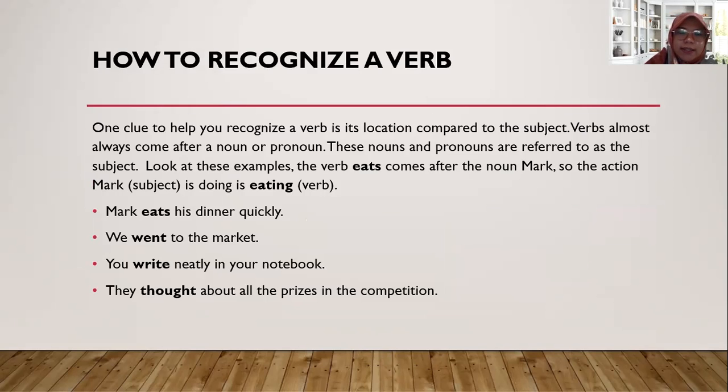So actually, the easy way to recognize a verb is by paying attention to its location compared to the subject. A verb almost always comes after a noun or a pronoun as the subject. So these nouns and pronouns are referred to as the subject, as I said before. And these are examples to help you better understand how to recognize a verb.